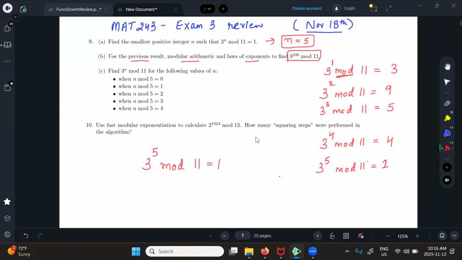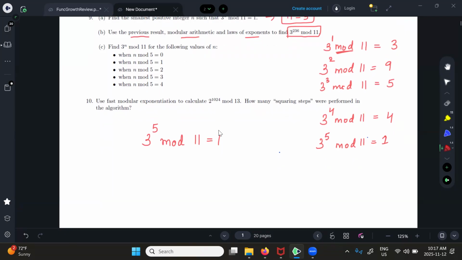Can I write 236 as some multiple of 5? This is what you do. Step 1. 236 can be written as 235 plus 1. Agree? And what is 235 as a multiple of 5? Divide this by 5, what do you get?